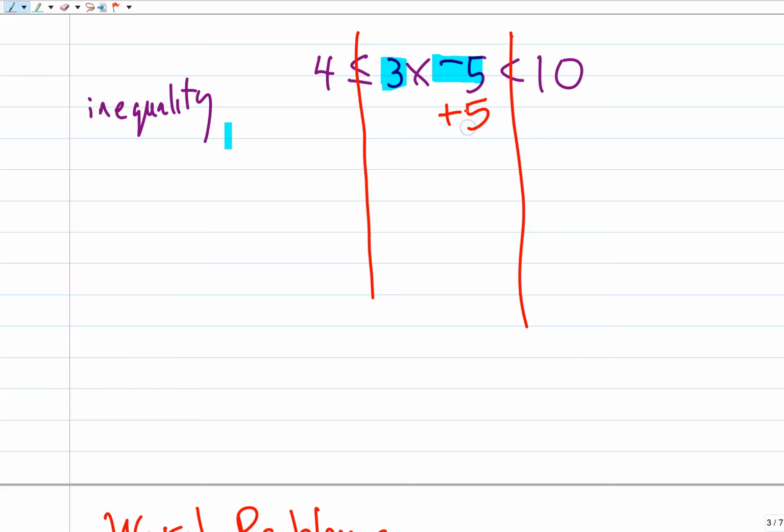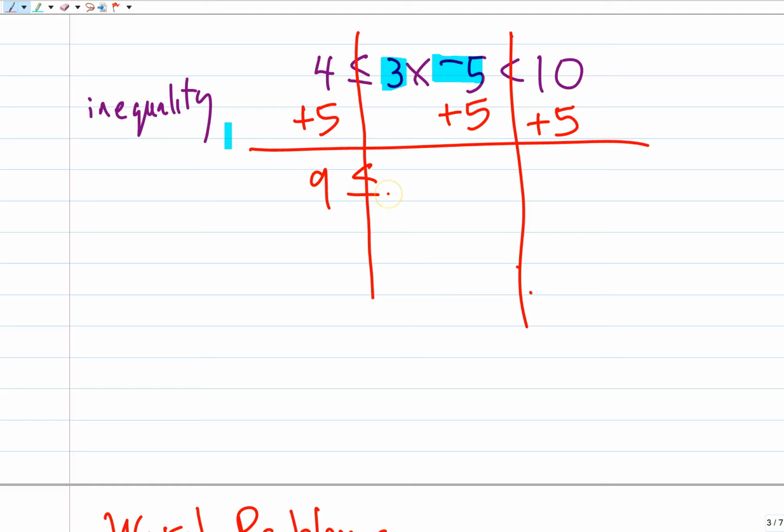That'll get rid of it, right? But what I do to one side, I do to all of them, and there are three sides, right? So we do it to all three sides. I don't know if this pops up in the homework yet, but this is something I like to introduce here. What is 4 plus 5?